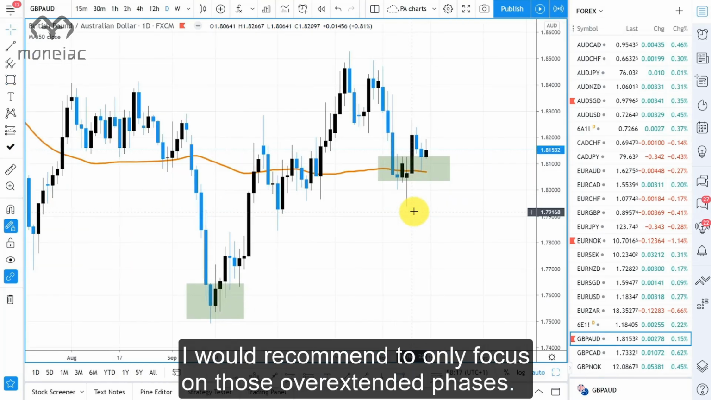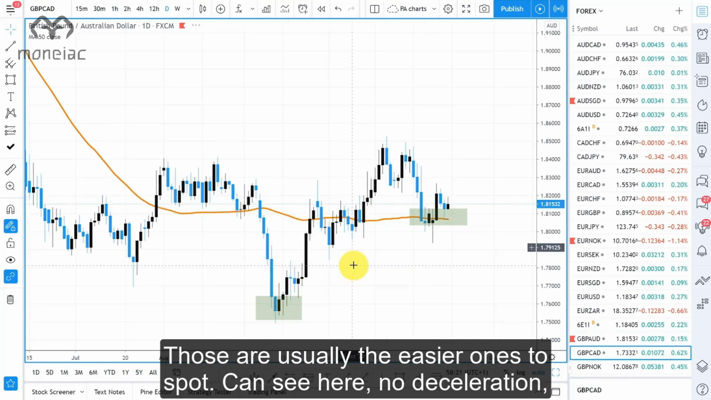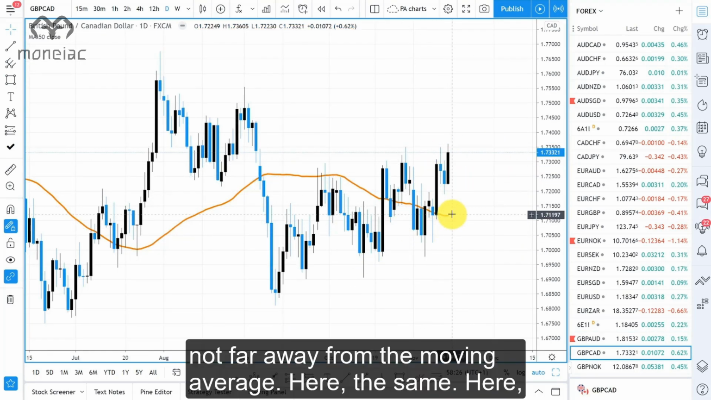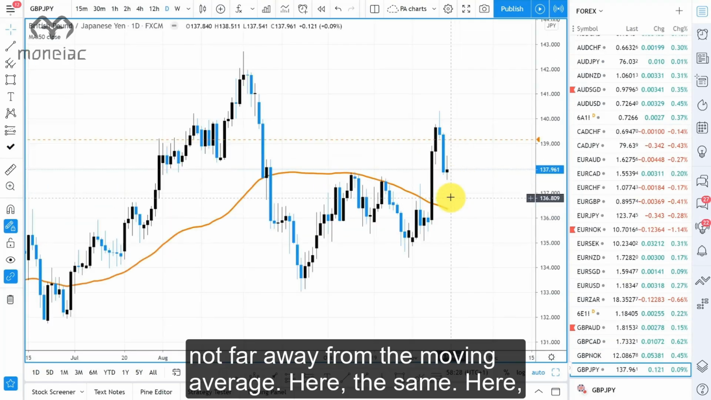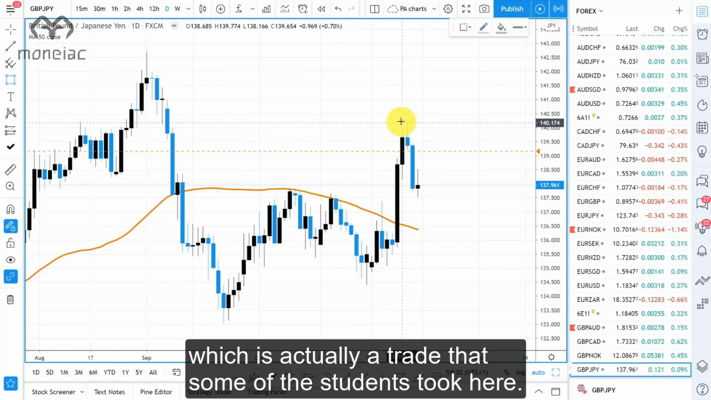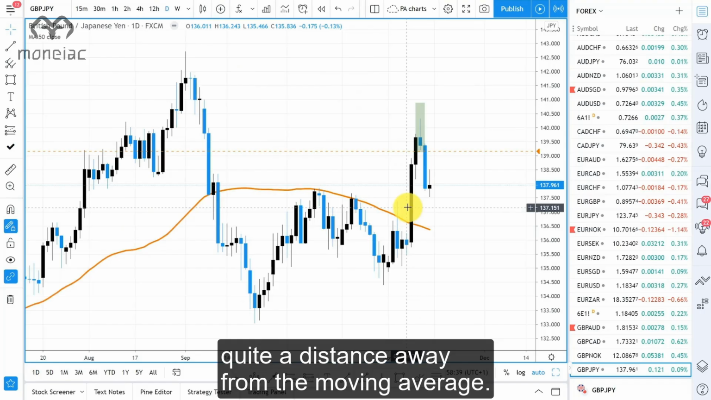And in the beginning, I would recommend to only focus on those overextended phases. Those are usually the easier ones to spot. You can see here, no deceleration, not far away from the moving average. Here, the same. Here, the deceleration has already played out, which is actually a trade that some of the students took here. So you can see this is the deceleration, quite a distance away from the moving average.